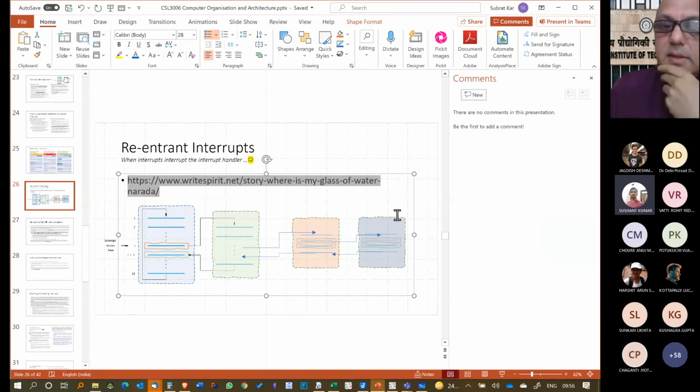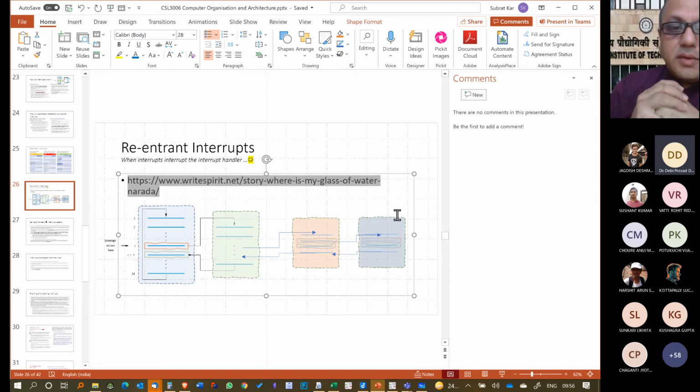But anyway, read the link. This is from the Bhagavad Katha. Not that I'm an atheist, but it's a nice example of this particular problem. So we'll take it up next class.